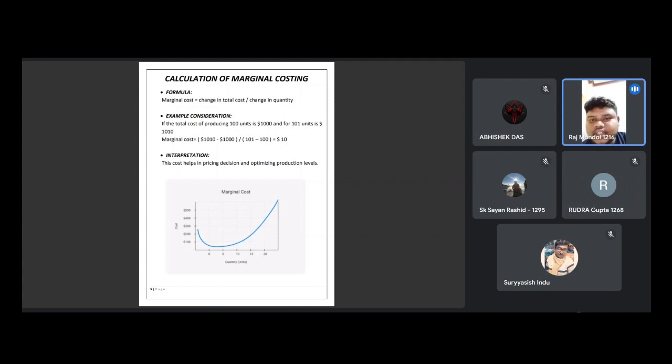I'm going to talk about calculation of marginal costing. Formula. Marginal cost is equal to change in total cost divided by change in quantity. Example. Consider the total cost of producing 100 units is $1,000 and 101 units is $1,010. Marginal cost is equal to $1,010 minus $1,000 divided by 101 minus 100, which is equal to $10. Interpretation. This cost helps in pricing decisions and optimizing production level.